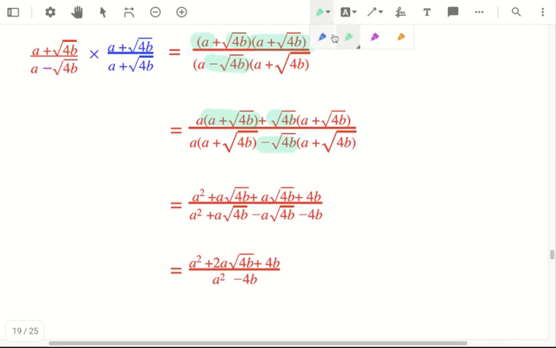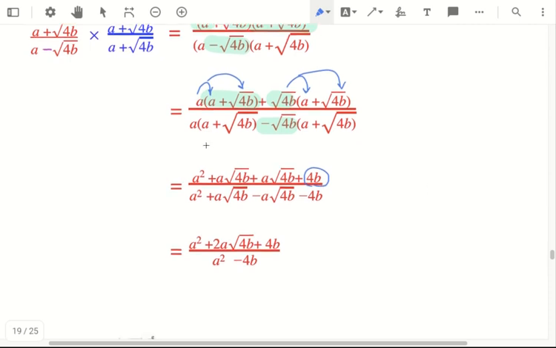So be really careful. A times a, a squared, a times square root 4b, square root 4b times a, and then square root 4b multiplied by square root 4b, we get 4b. The bottom part, a times a, a squared, a times square root 4b, minus square root 4b times a, we get minus a square root 4b, then minus 4b, because square root 4b times square root 4b, then we get minus 4b.